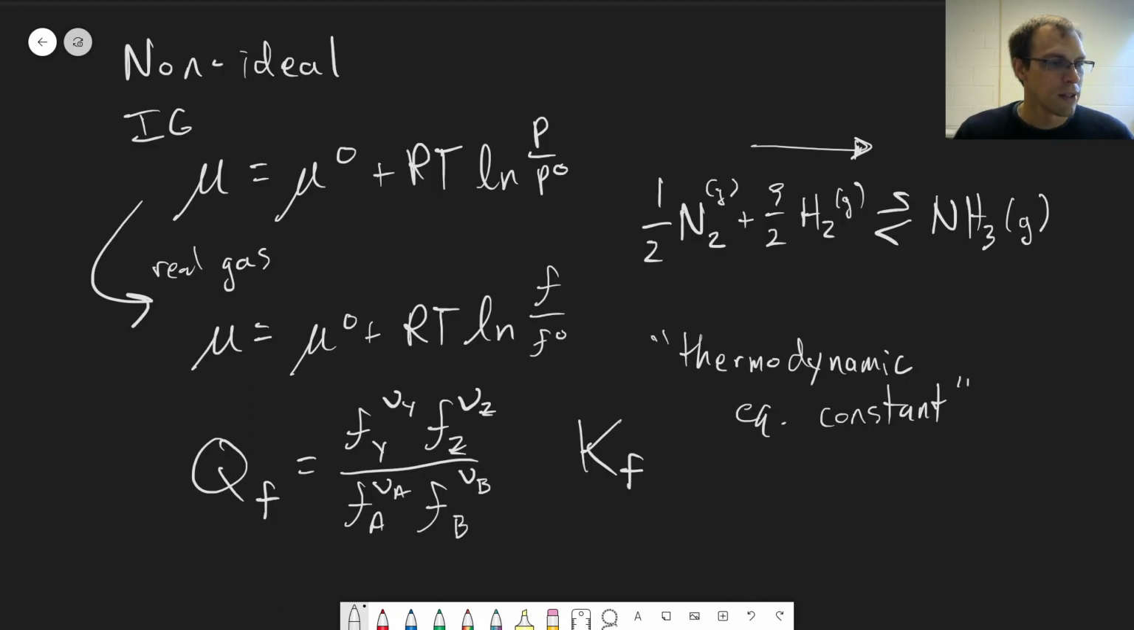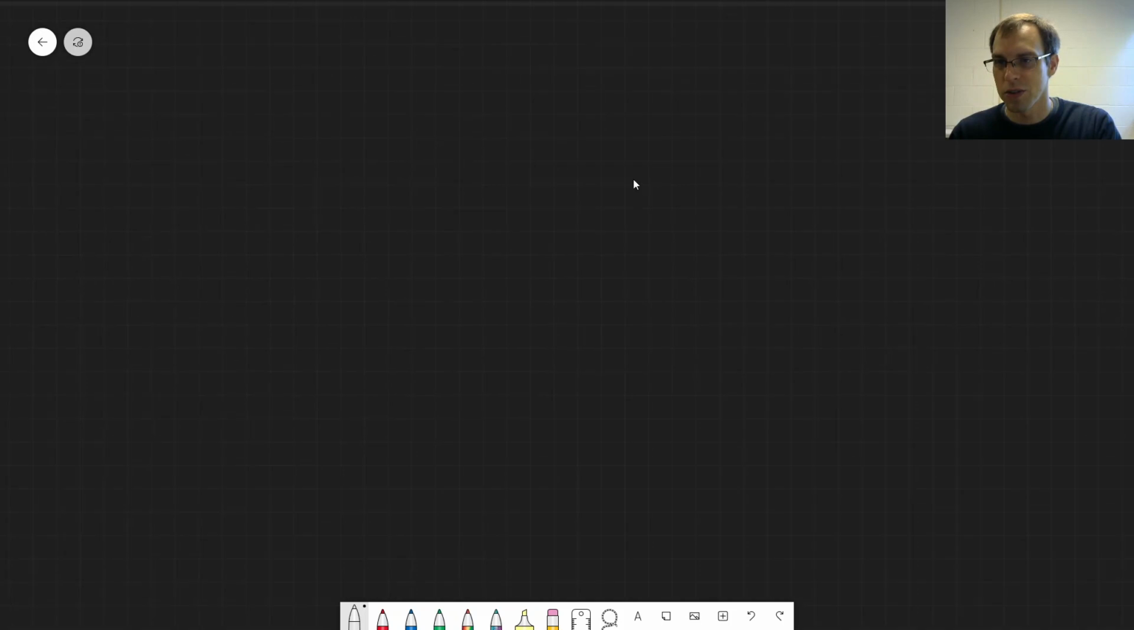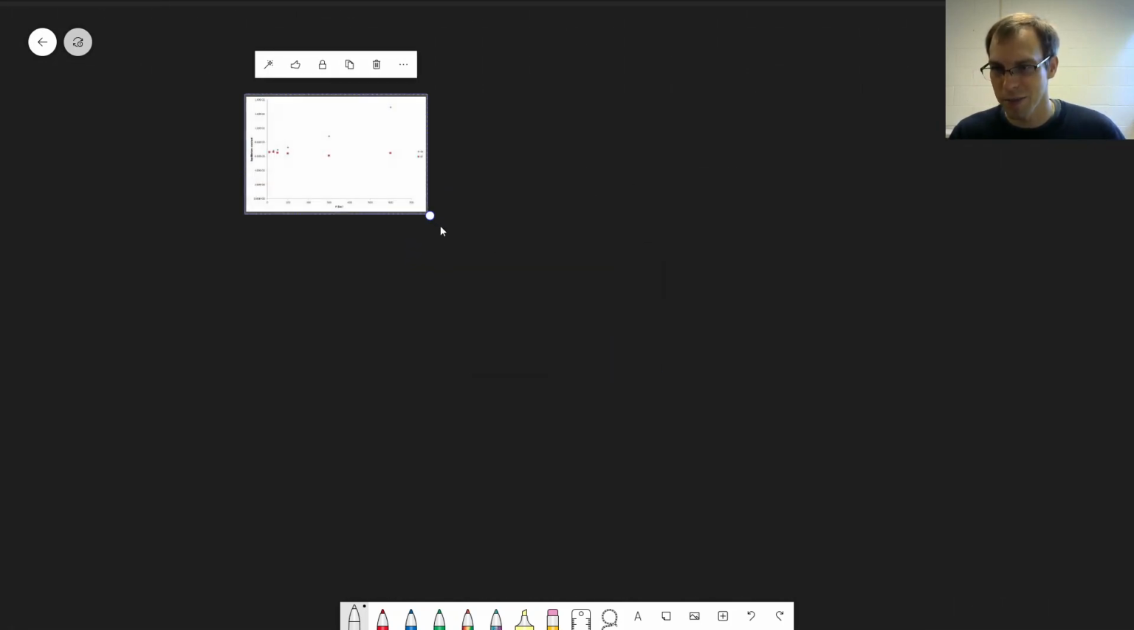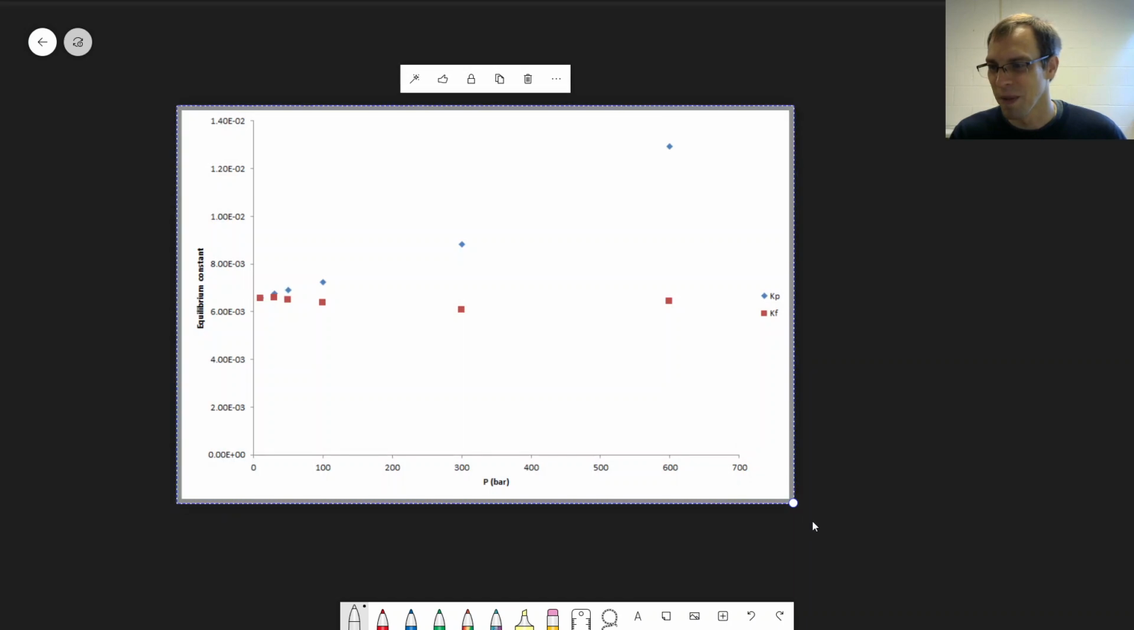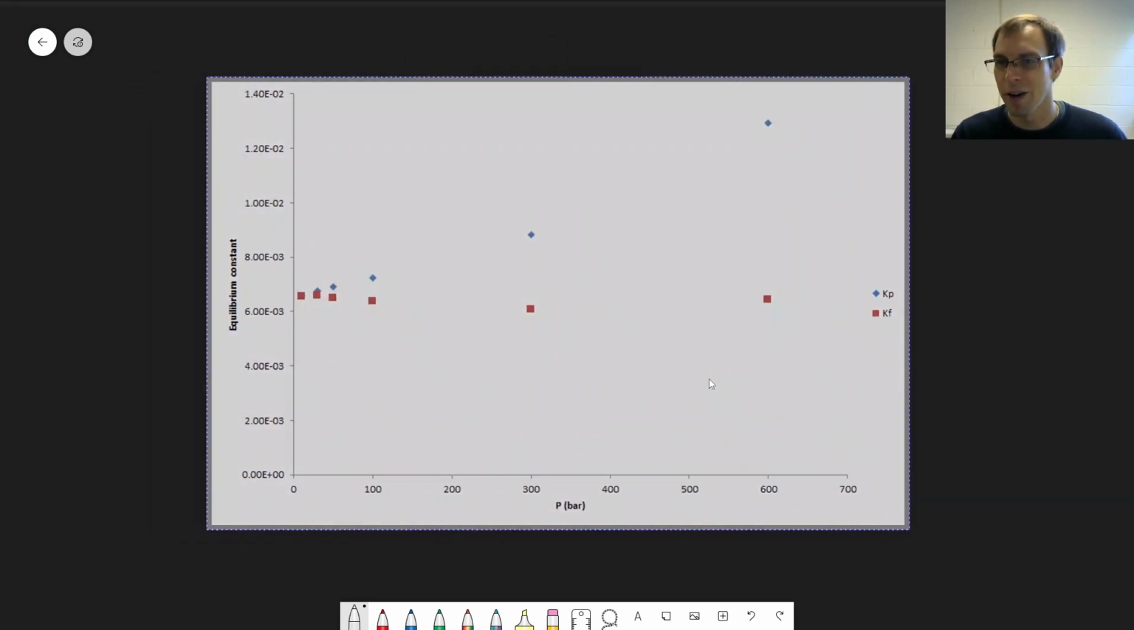Just to show the difference you get when you use fugacities versus pressures, why did I close the PowerPoint? Sorry about that. I have some data here that shows the difference you get between Kp and Kf as a function of pressure. Let's zoom in a lot because it's kind of hard to see. Okay, so the blue dots that I have here are the equilibrium constant you would calculate as a function of pressure if you assume ideal gas behavior, so Kp.